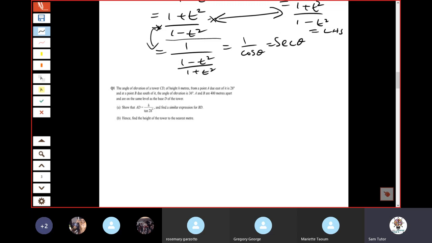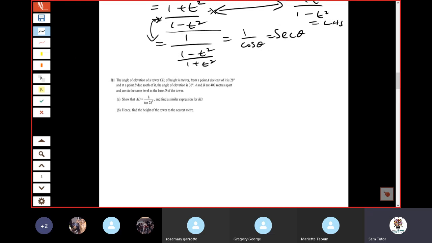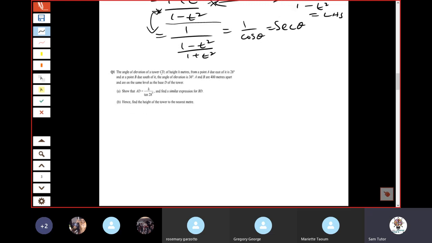Okay, let's read it first. So the angle of elevation of a tower CD of height h meters from a point A due east of it is 28 degrees, and at a point B due south of it, the angle of elevation is 36 degrees. A and B are 400 meters apart and on the same level as the base D of the tower. Show that AD is equal to this and hence find the height.